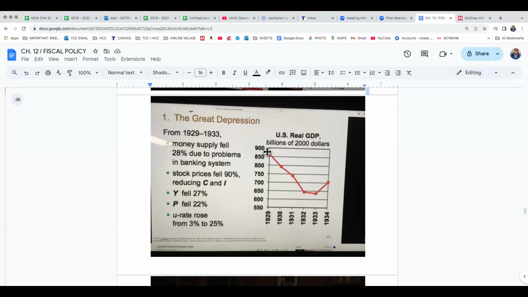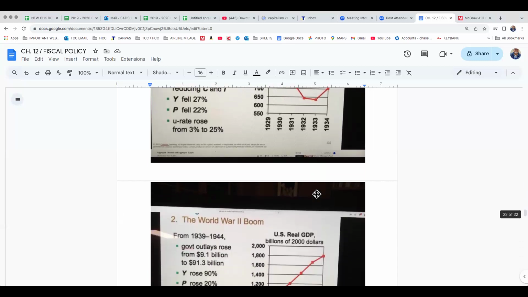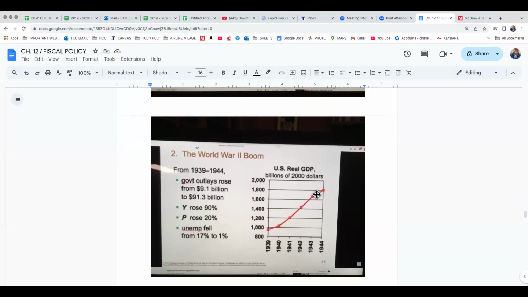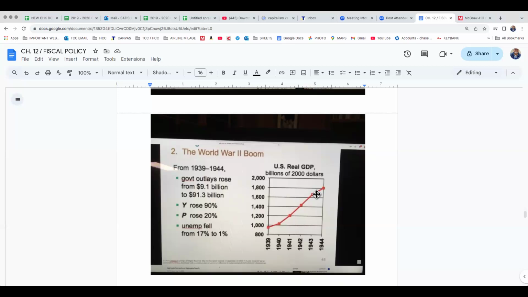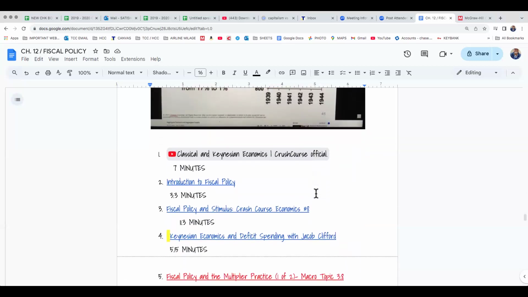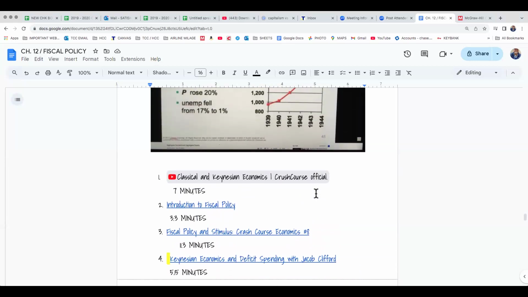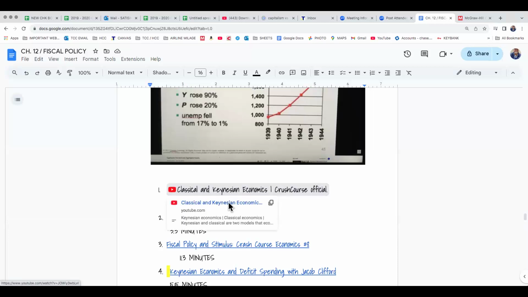So this is the graph of how the USA GDP declined from almost $860 billion all the way to $640 billion over this time frame. So this is a graph that I don't want to go through. So I'm going to show you a couple of videos.